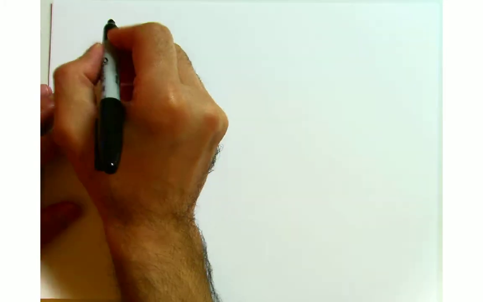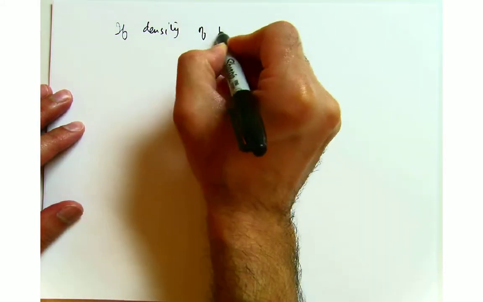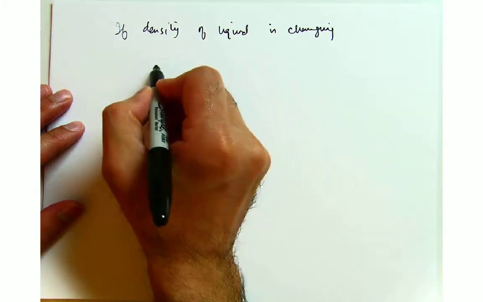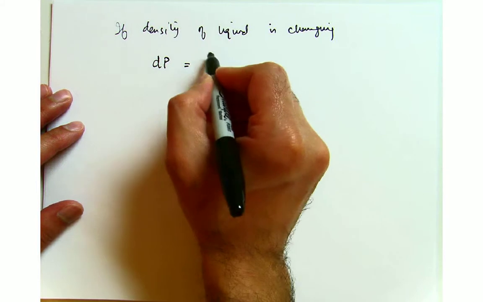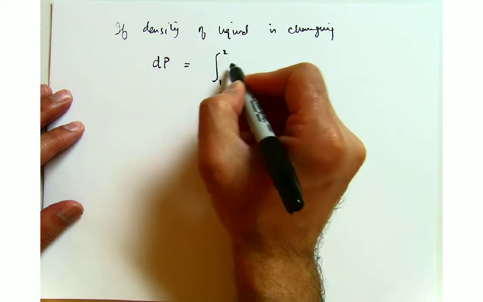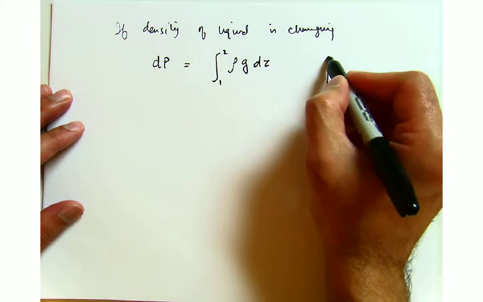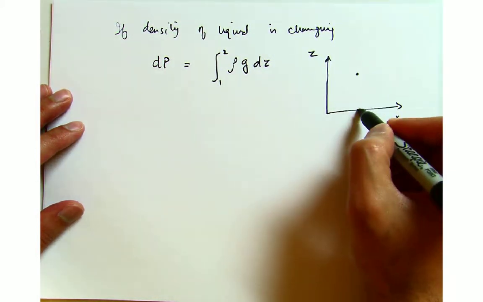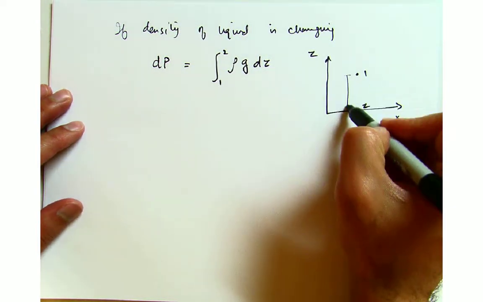Okay, so we looked at an incompressible fluid, but what if the density of the liquid is changing? I can write this as dP, the change in pressure P2 minus P1, equals the integral from 1 to 2 of rho g dz. Here is my coordinate system: this is x, this is z, and I'm calling this point 1 and this point 2, and this is the height difference.